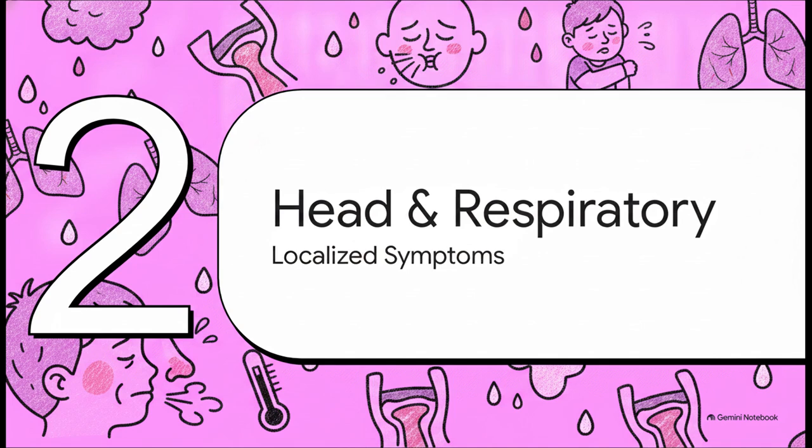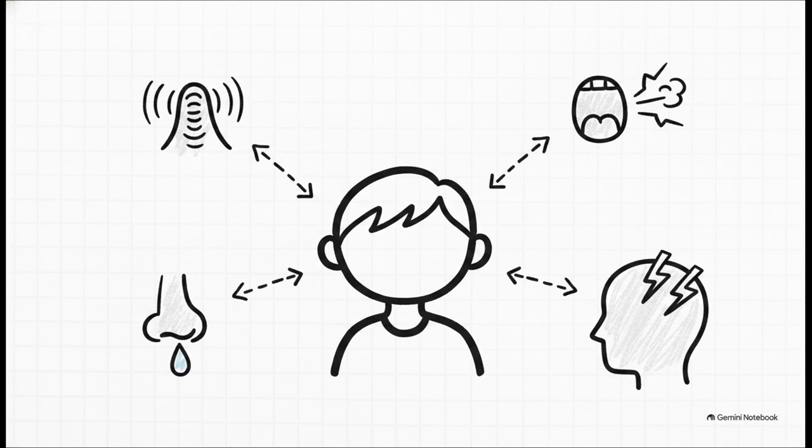Moving right along to Section 2, Head and Respiratory Symptoms. This is where we zero in on the localized issues, those immediate, visible signs that a respiratory virus has set up shop in the upper body. The source highlights 4 very specific symptoms you need to watch out for: a sore throat, a dry cough, a runny nose, and a headache.